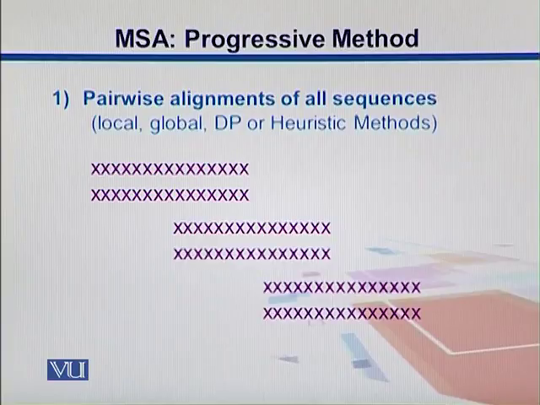And you know the algorithms behind them. We can go with dynamic programming approaches, where we take the whole problem and break it into subproblems, or alternatively you can go with heuristic methods. So with any method you can come up with pairwise alignments. So we get these pairs.